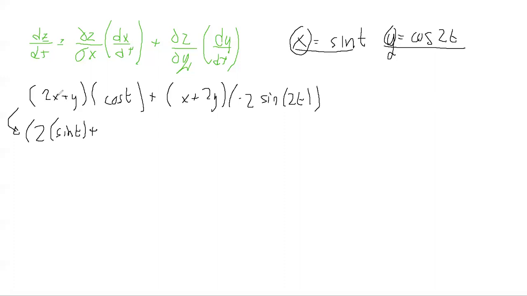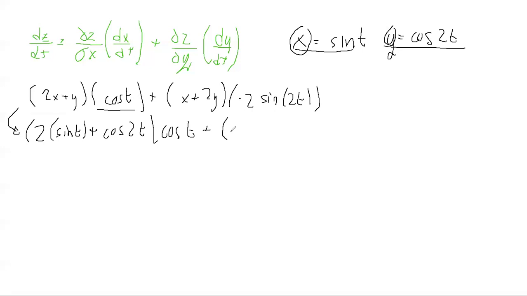All I'm doing is just plugging in what the x is. X is sine of t, and this is an original value that was given to us in the question, plus y. What is our y? It is cosine of 2t. And this is all multiplied by cosine of t right here, all multiplied by cosine of t plus, okay, now let's look at this side.